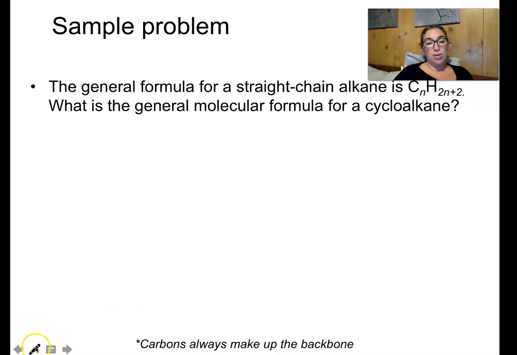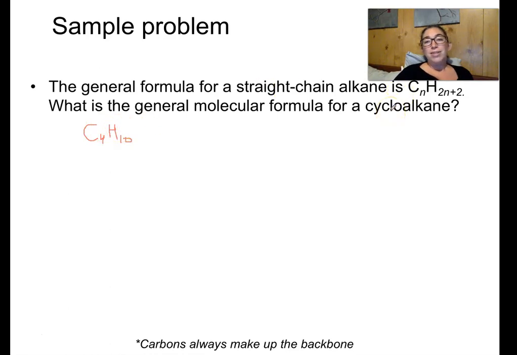So the general formula for a straight chain alkane is CnH2n+2. So for example, if an alkane has 4 carbons and it's straight chained, then it's going to need to have 2 times 4 plus 2 hydrogens. 2 times 4 is 8, plus 2 is 10. So this would represent a straight chain alkane, all right?